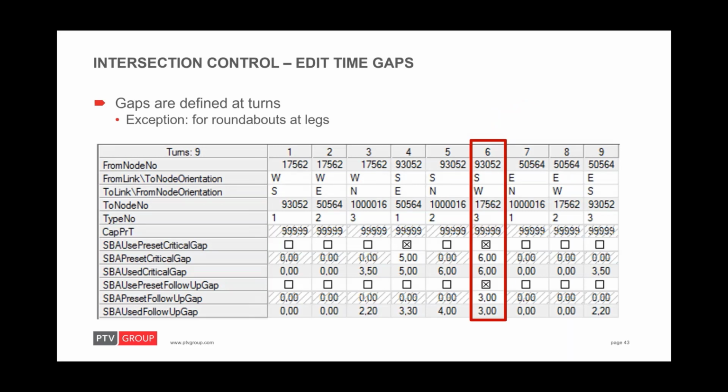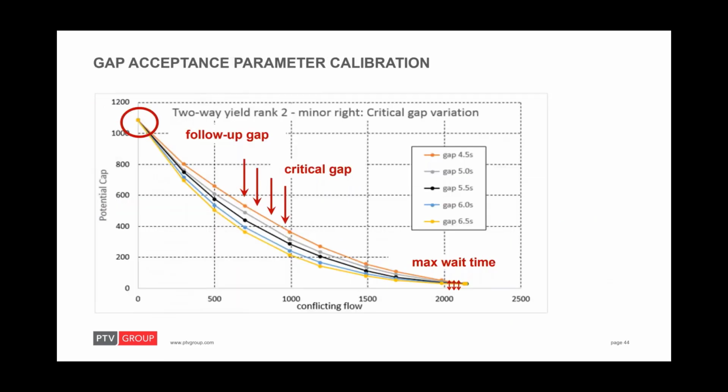Now, gap times also can be edited in the junction editor by using the SBA related properties over here. So let's say on certain turns you wanted to change these parameters from the defaults, you can specify these overrides and such in the junction editor for the turns. The general gap acceptance parameter for the calibration is taken like this, with the conflicting flow versus the potential capacity.